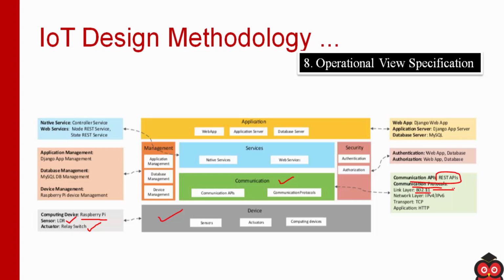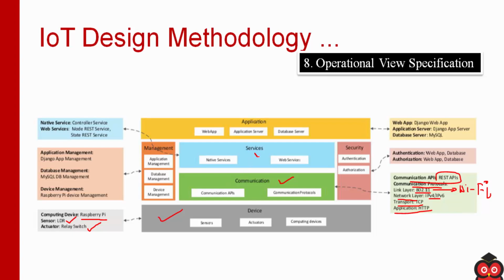What is this 802.11? We are choosing Wi-Fi. Okay, 802.11 standard represents Wi-Fi. At the network layer, we are choosing either IP version 4 or IP version 6. At the transport layer, we are choosing TCP, Transmission Control Protocol, and at the application layer, we are choosing HTTP, Hypertext Transfer Protocol.